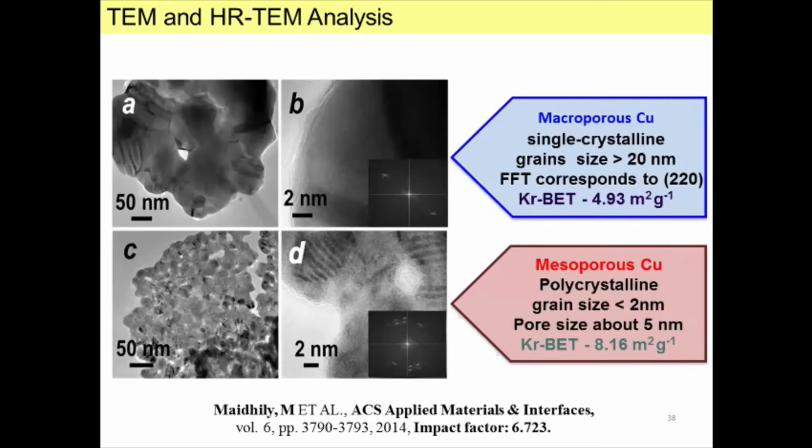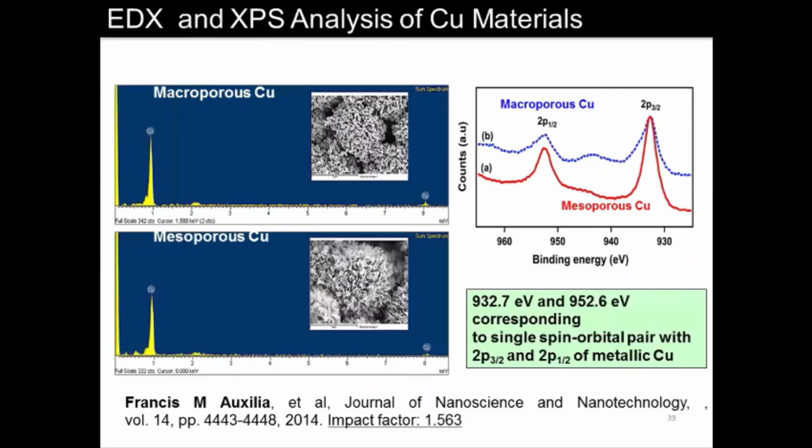The mesoporous copper seems to be exhibiting polycrystalline nature with a grain size of around 2 nanometers, and the pore size is about 5 nanometers, whereas the macroporous copper exhibits a single crystalline nature, as shown in the exact picture with the fringe pattern seen in SAED. The grain size is greater than 20 nanometers, and the surface area seems to be 4.93 square meters per gram, whereas in the case of mesoporous copper, the surface area is 8.16 square meters per gram. Okay.